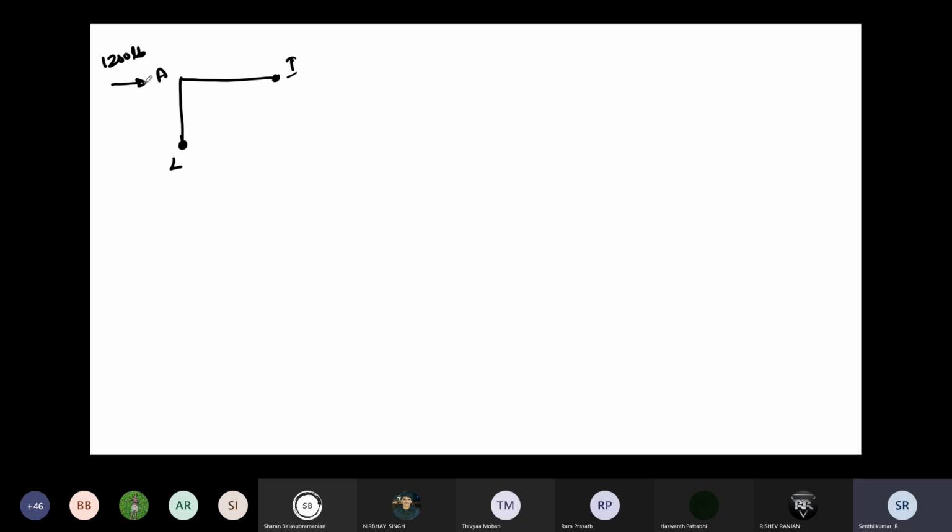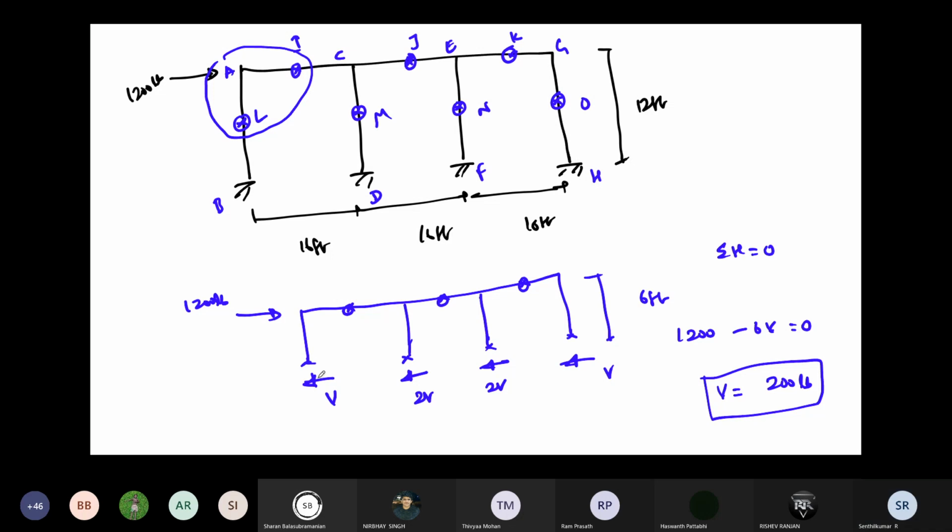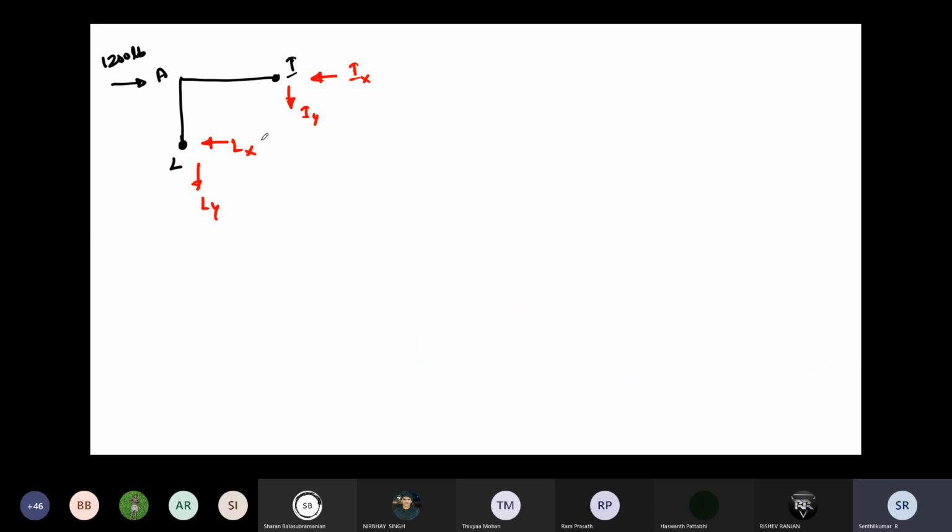I'm going to put something like this because that 1200 may be resisted by it like that. Okay, this will be Ix, this will be Lx, and again I will have Ly, Iy, right? So Ly, Iy, these are the values. Now I have to find out what is my Lx, what is my Ix, what is my Ly, and Iy. Already we found out what is Lx. What is Lx? 200. So that I already found out, 200 LB.